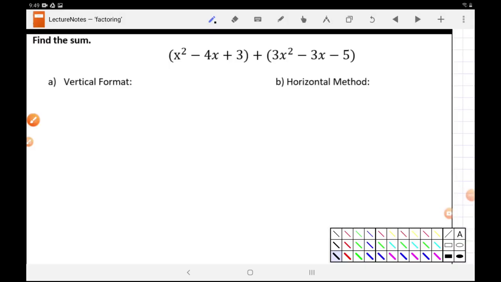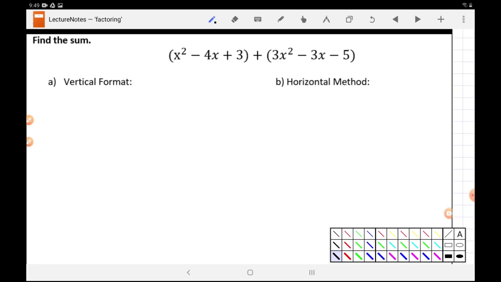All right, so it looks like we're going to be finding the sum of these polynomials. So it looks like we have 2 trinomials here. I'm going to show you 2 different methods. One's the vertical method, one's the horizontal method. I kind of like the vertical method because it keeps everything lined up and neat. But later on, eventually, you just start using the horizontal method if I'm just going to do mental math. But for right now, let's use the vertical method.